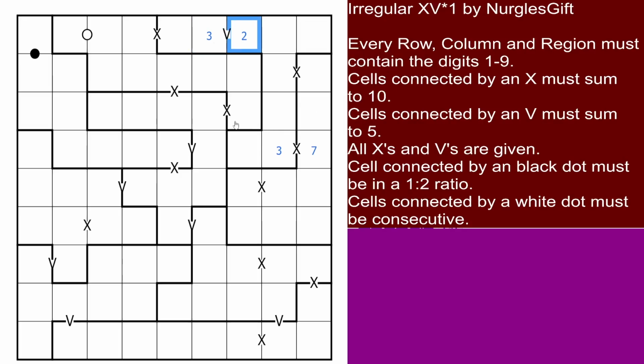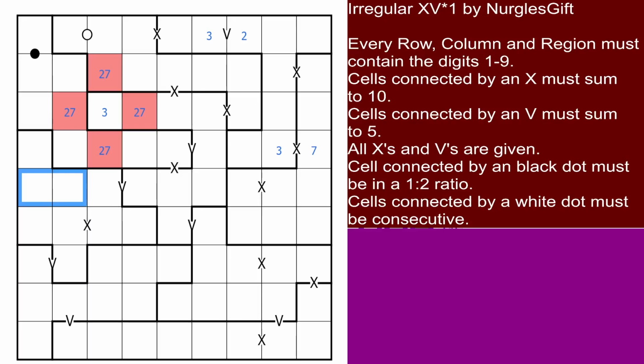All X and V's are given, right? So that means any cell pair where X or V is not given cannot sum to 10 or 5. So if you have 3 here, then all these cells which are seeing this cell cannot be 2, and neither can they be 7. That's not allowed, right? Because there is no X or V in between, that means you cannot have two consecutive cells which sum to 5 or 10 where X and V are not present. So all X and V's are given, and that means this is a negative constraint. We will have to keep looking every time we put in digits.